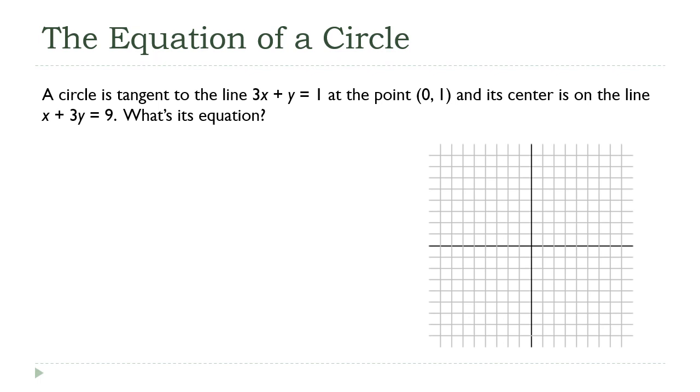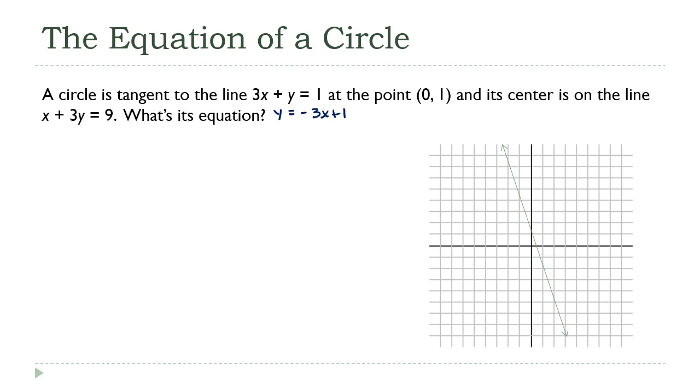So how am I going to do this? Well, first, let's take this first line here. This line is y equals -3x plus 1. That line has a slope of -3 and the y-intercept is 1. So it's going to look like this.